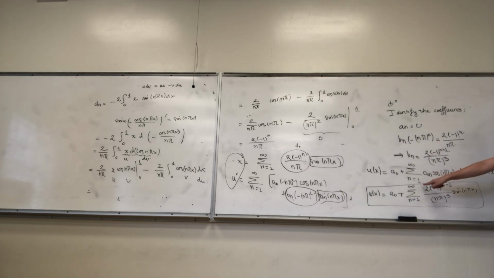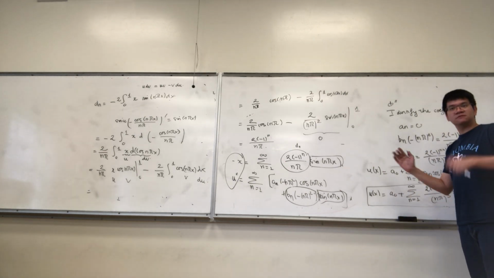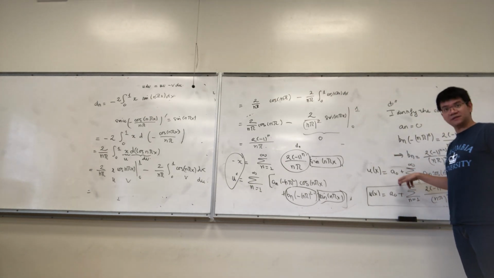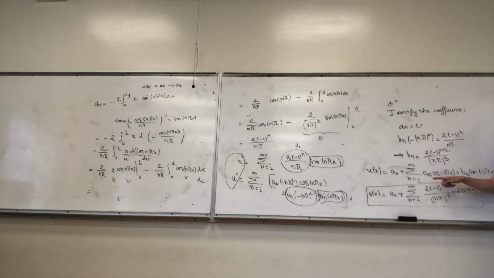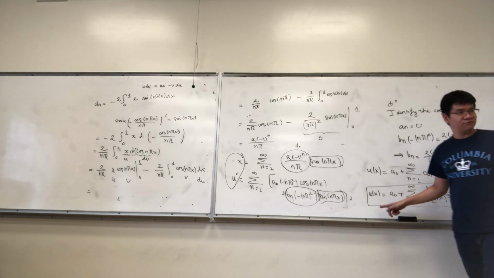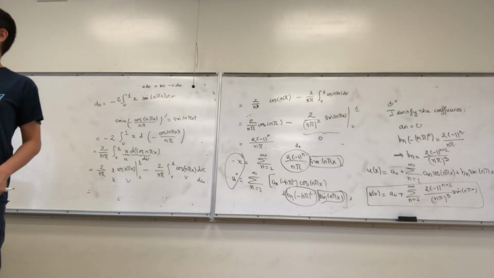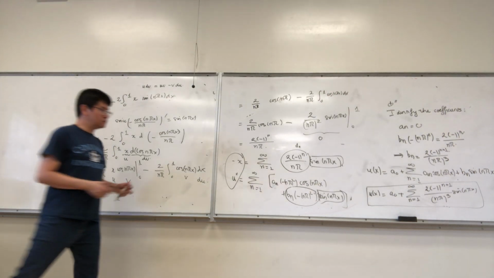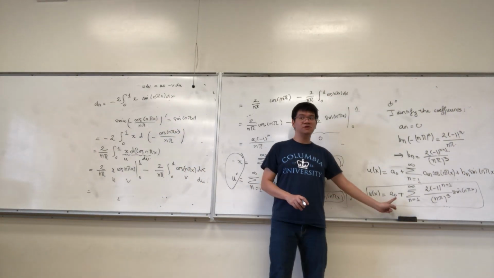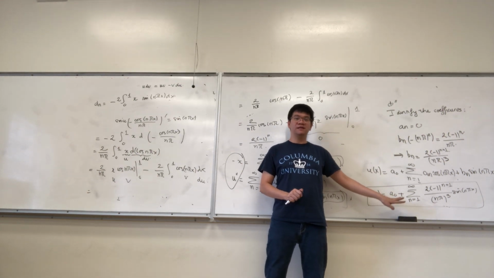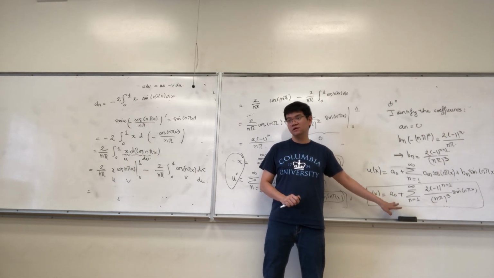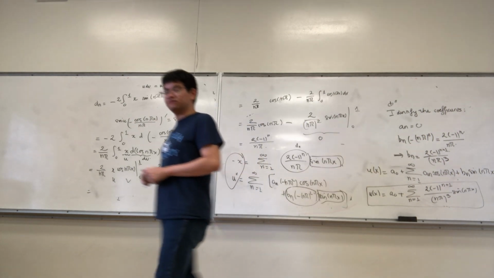Now I plug it back into the original series of u. This a0 doesn't have any role, so I keep it there. An is 0, so I remove this guy. Bn is this guy, so I put it back here. This is the general form of the solution, right? And you can put any value for a0. You can put 10, and this is also a solution, or you can put 20, and this is also another solution. So you have infinite solutions for this equation.